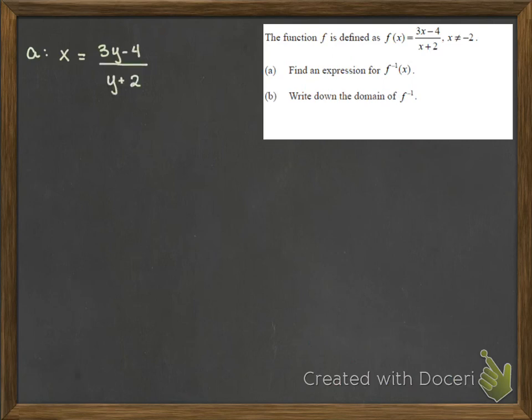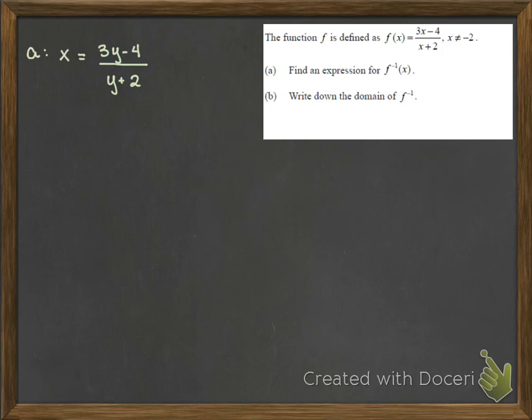Alrighty, our final question. We have a rational function. The first thing we want to do is find our inverse. So again, inverse means swap your x and y values. So we have x equals 3y minus 4 divided by y plus 2. And we want to get y back by itself.